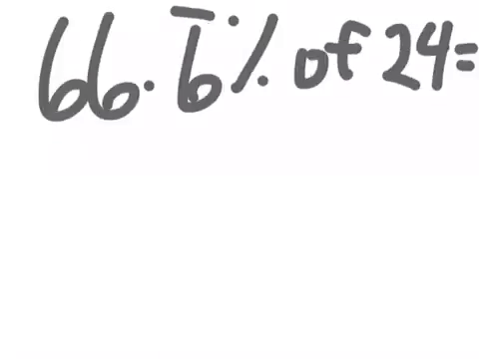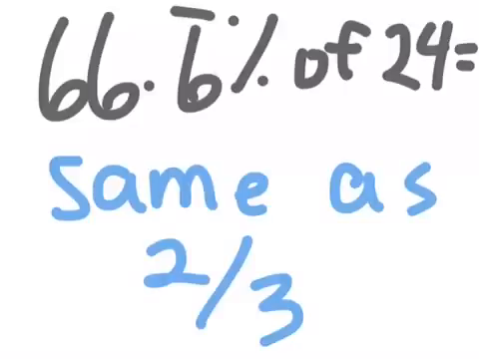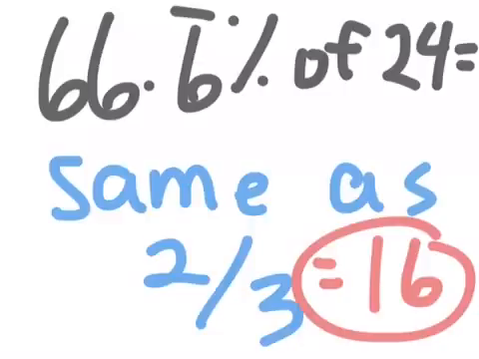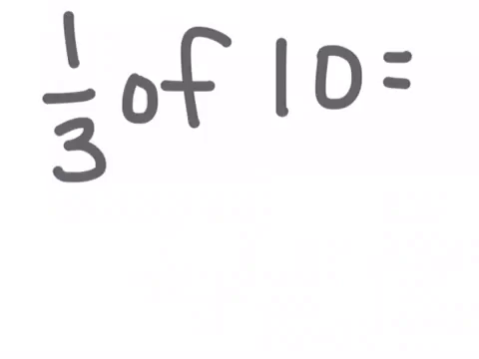If I wanted to find 66.6 repeating percent of 24, I know that's the same as 2/3. And again, if I were to chop 24 into 3 pieces, each piece is worth 8 because 8, 8, and 8 make 24. If I took 2 of those 8 pieces, my answer becomes 16.